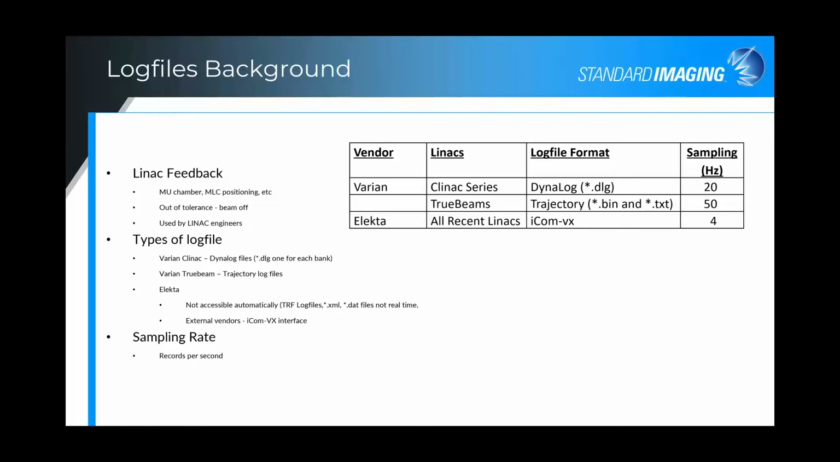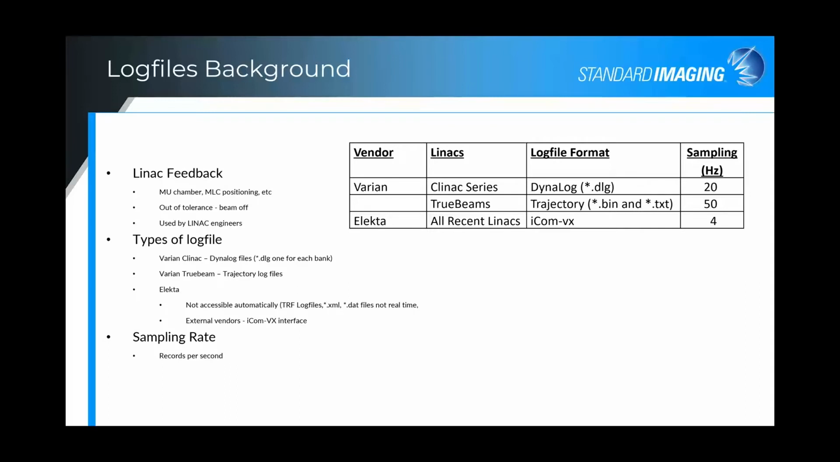So what we're really interested in is collecting these log files during all deliveries and analyzing them. The different Linacs have different formats of log files. The sampling rate is the number of data records per second, and varies for the different types of log files. The older Varian Linac series sampled at 20 records per second and saves Dynalog files. The Varian TrueBeam samples at 50 records per second.